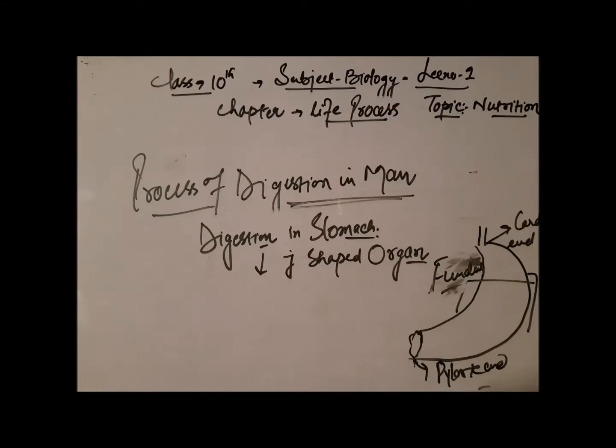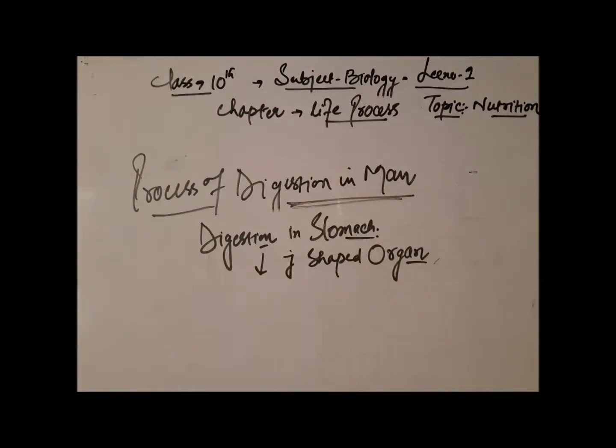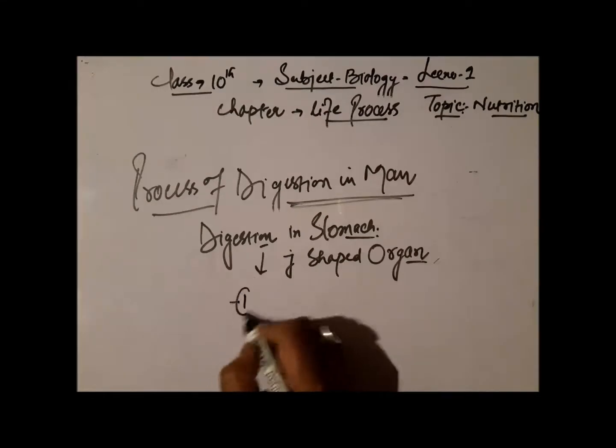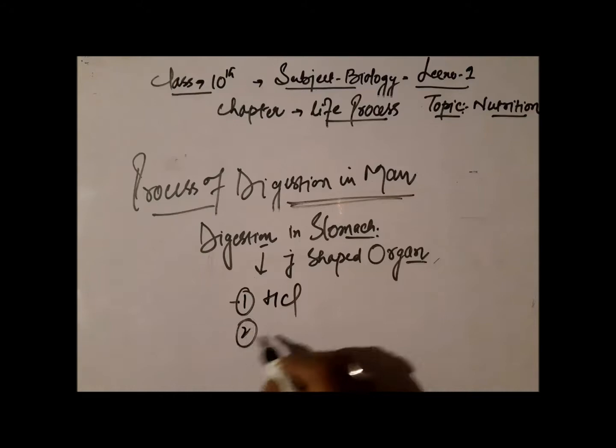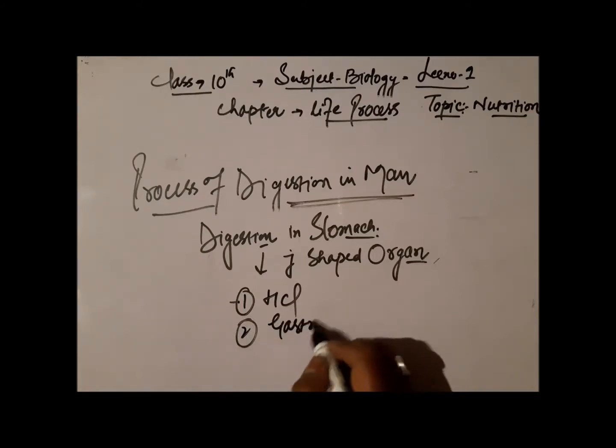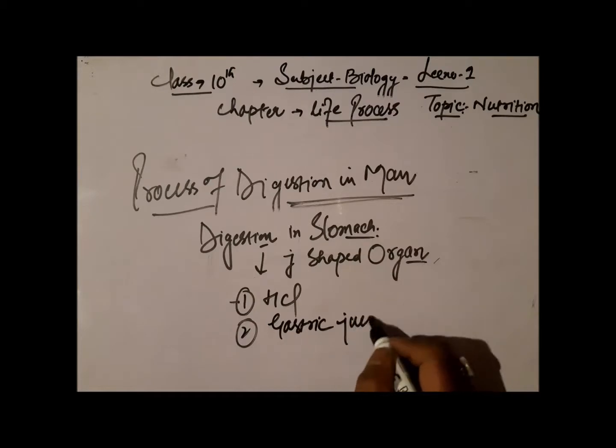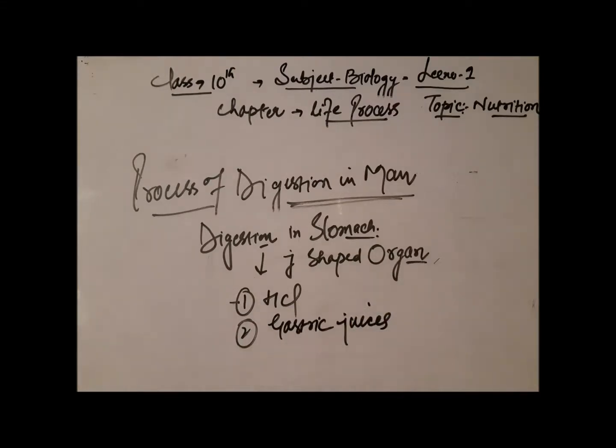So it's a J-shaped organ, and there are three substances present in the stomach. Number one is HCl. Number two is gastric juices. And number three is mucus.